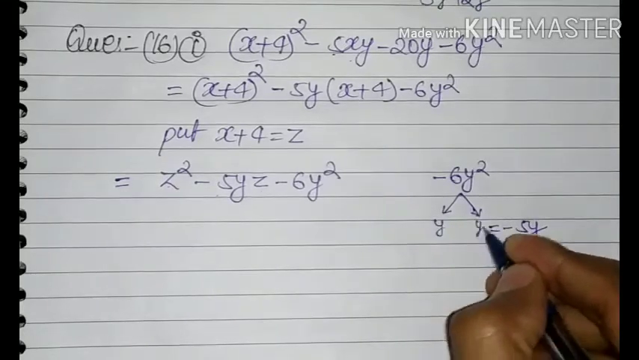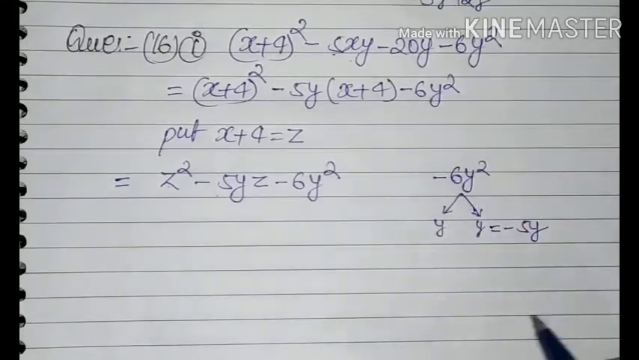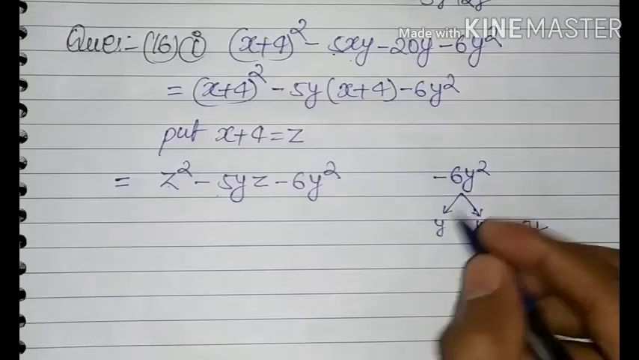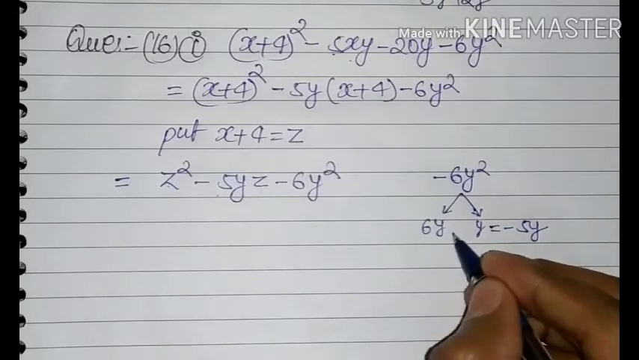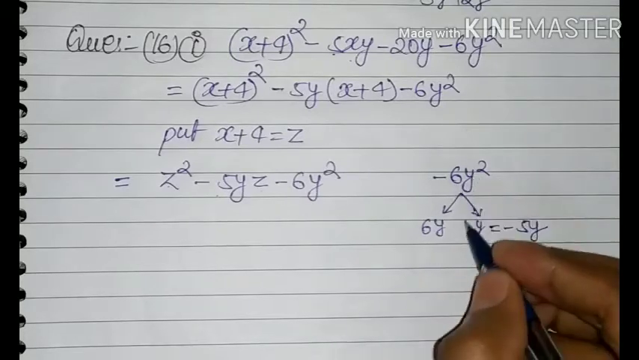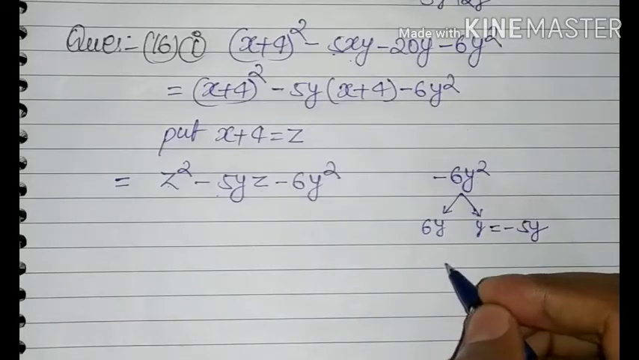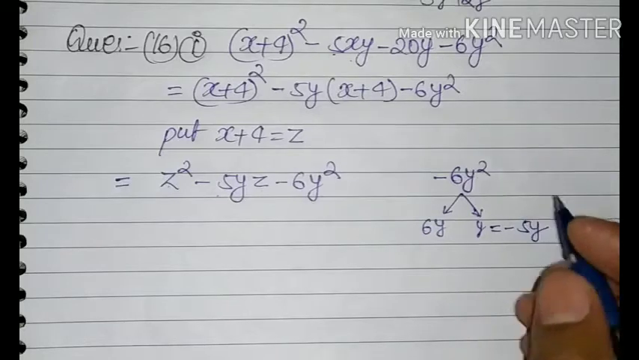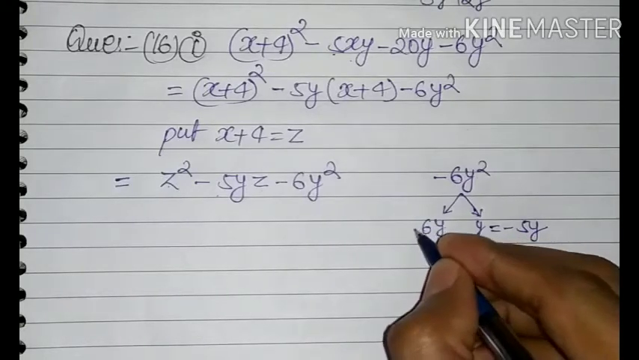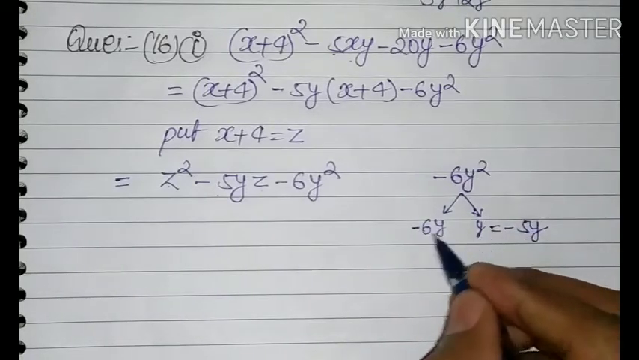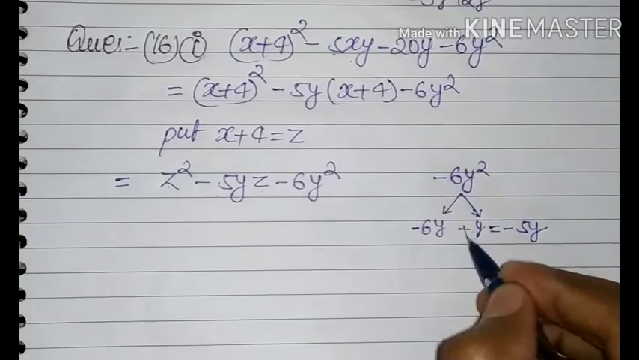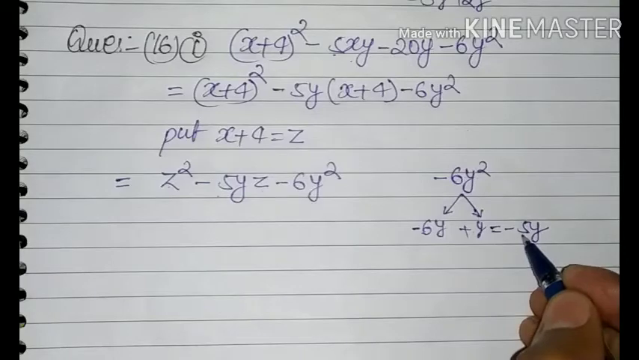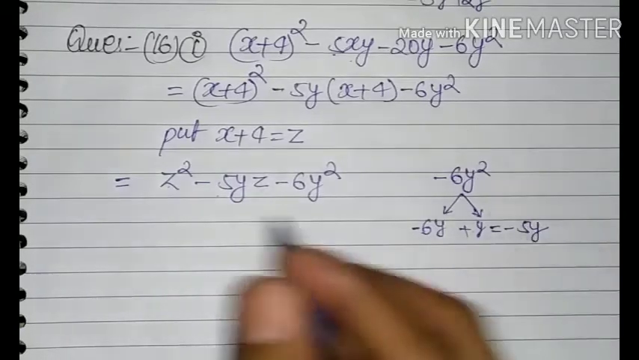I think the numbers should be 6y and y, because the product is y square. If I write 6, then 6y into y will be 6y square, and to make it negative, take the negative here. So it will become negative 6y square, and minus 6y plus y will become minus 5y. Then this is our arrangement.